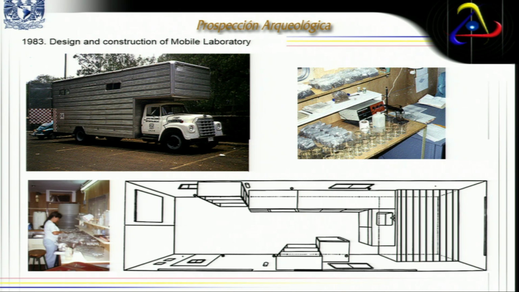Around 1983, we designed and built a mobile lab, a true mobile lab. We included in this all our geophysical equipment, but also our aerial balloon. We got a balloon at that time, and we got some simple chemical tests to work inside the laboratory. So that was a nice experience. And with that big balloon, we took our first photomosaic in 1985 in Teotihuacan.